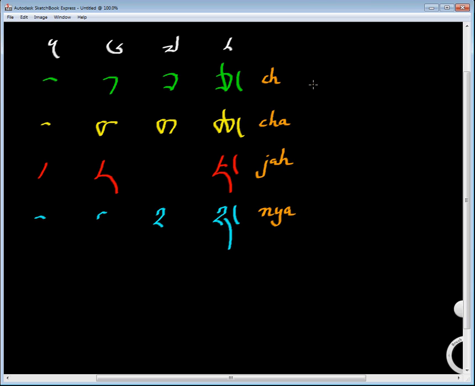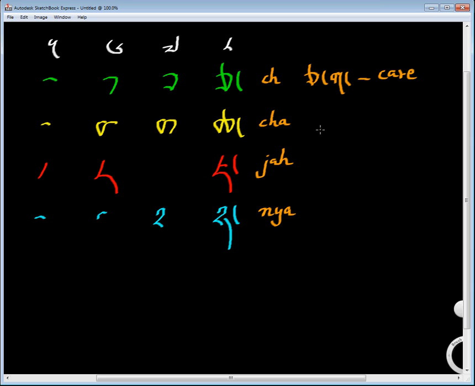Okay, now we're going to make words, maybe 2-syllable or 3-syllable words. The first one is cha. For cha, a simple word would be cha, ka, chaka. Chaka meaning careful, care.